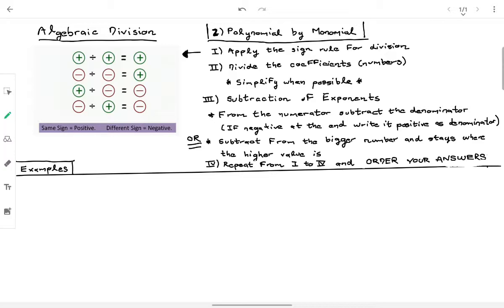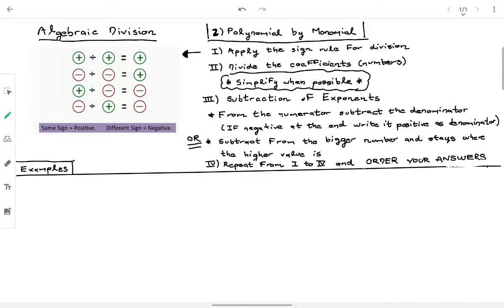Remember that when we have a fraction, we will always need to simplify it. So that's a very important part. We will need to simplify when possible. Always, when possible, simplify the coefficients. Step 3 is the subtraction of exponents. Remember, the general rule tells us that from the numerator, we are going to subtract the denominator.